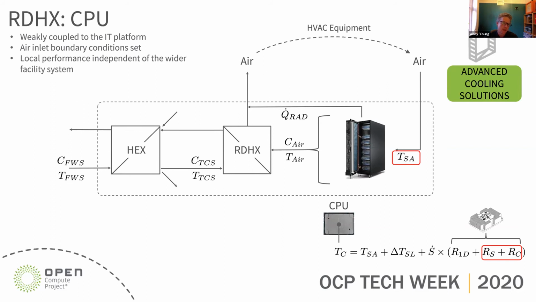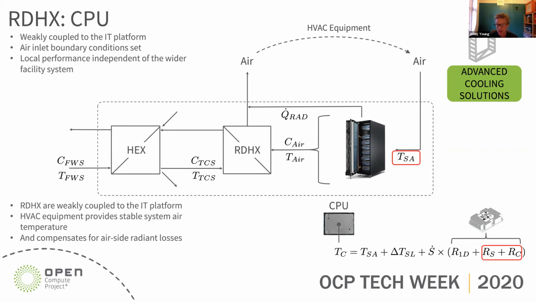And the local performance of that heatsink is really determined by those boundary conditions that we spoke about, which are, in a sense, protected or guaranteed or assured by the control system that drives the HVAC equipment. So in that way, you can see how the upstream system ambient conditions are set, and it doesn't really have that strong effect on the performance of the system downstream. So we have a weak coupling. We have stable boundary conditions set, and also the HVAC equipment can compensate for the airside radiant heat losses as well.